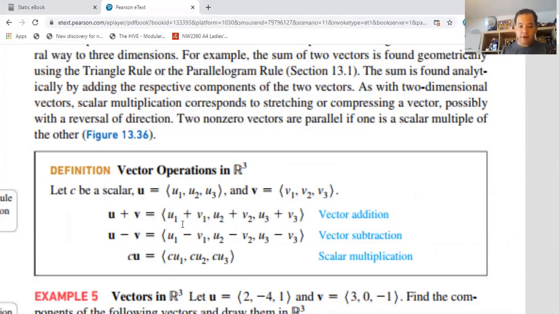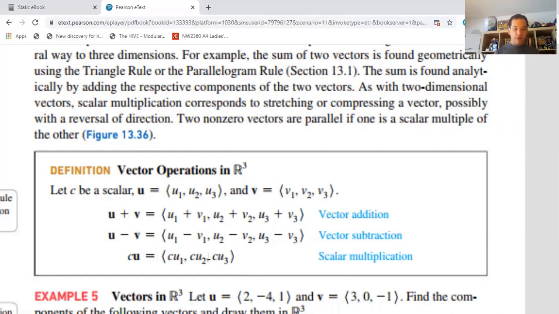If you add the x component, the y component, and the z components of u and v, that's how you get the vector u plus v. If you subtract the x, y, and z components of the vector v from the vector u, you get u minus v. And scalar multiplication means you multiply each one of the components by the constant c.